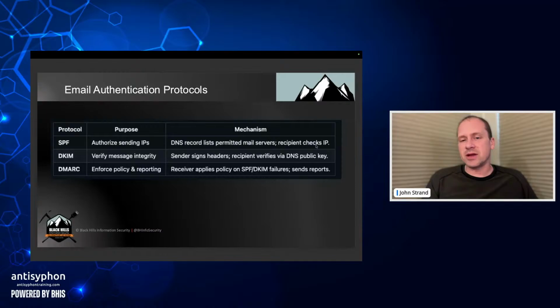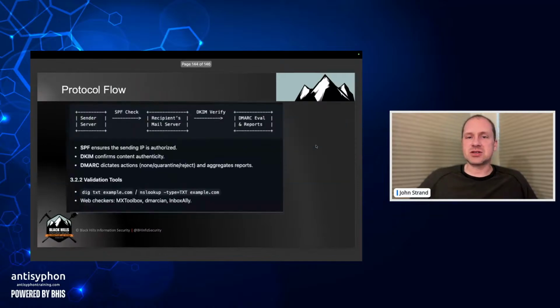DKIM, looking at the integrity, right? We sign our headers and we verify the DNS public key. And DMARC is where the receiver applies a policy on SPF and DKIM failures and then sends reports. When you're looking at organizations, these three things should be set to make sure that things are as secure as they possibly can be. And here's the overall flow of how that sender receiver SPF check, DKIM verification, and DMARC evaluation works as well.